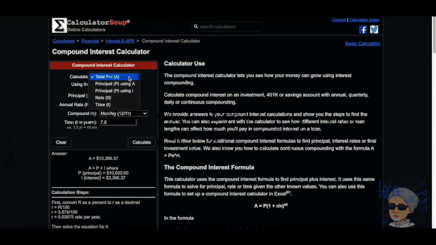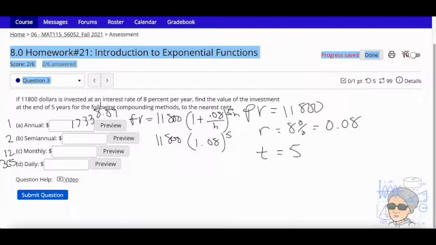Total principal. Let's see if this works. The principal this time is not 10,000. It's 11,000. I forgot what it was. 11,800. So we're going to put that in.